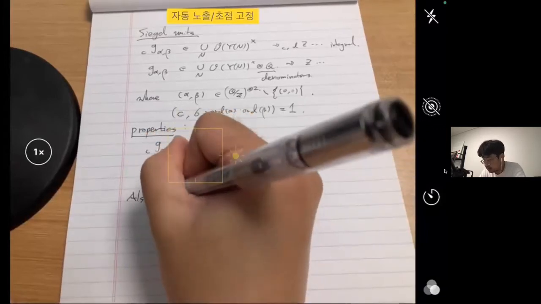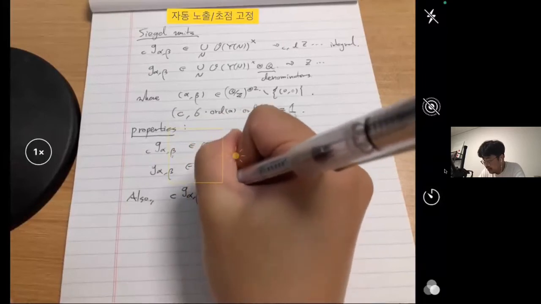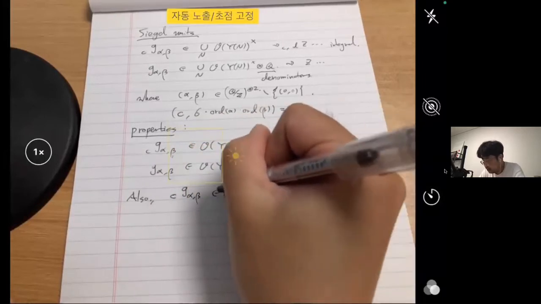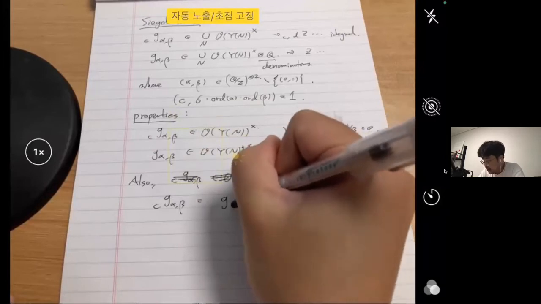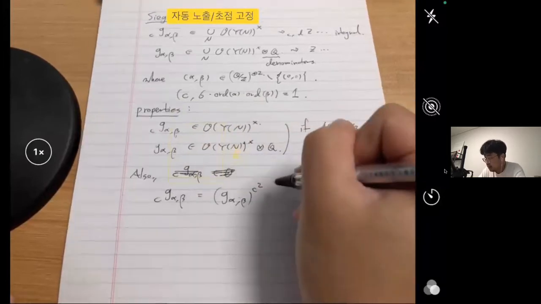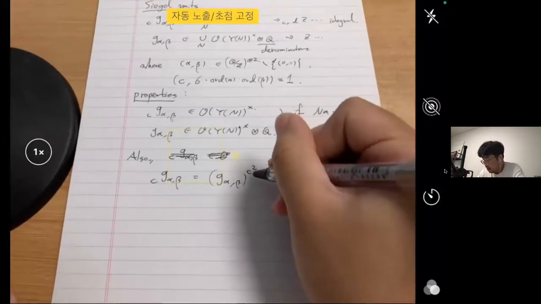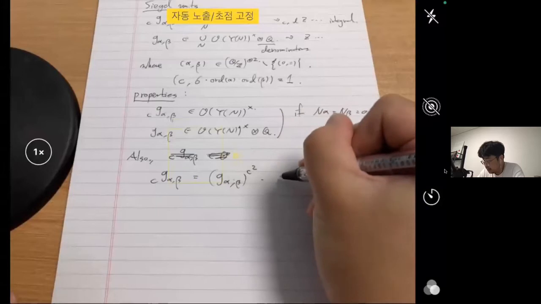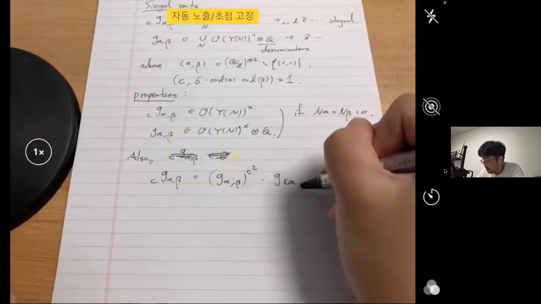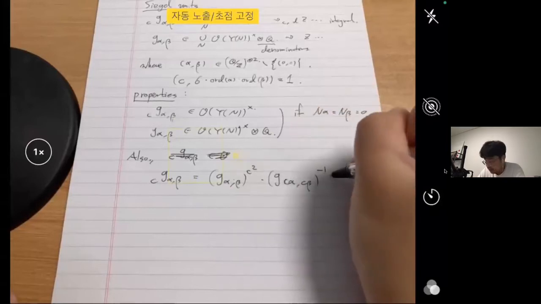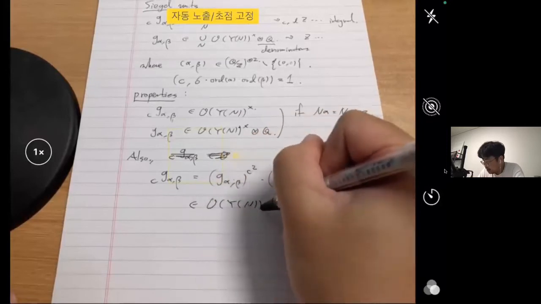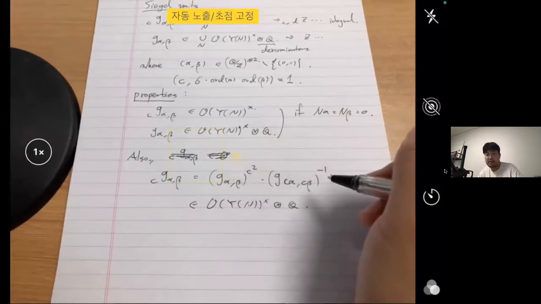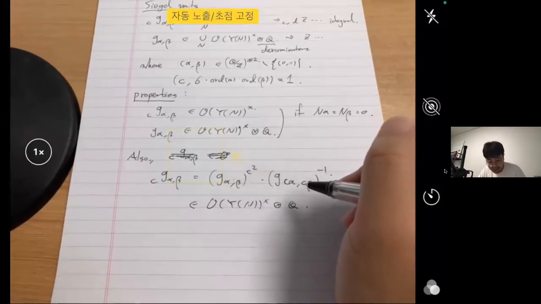Also, CG alpha beta, sorry, is a CG alpha beta is G alpha beta and is C taking the C square powered times G C alpha C beta, the inverse in this, in here. Okay, these are so-called Siegel units, and how to produce these elements from the C theta E.